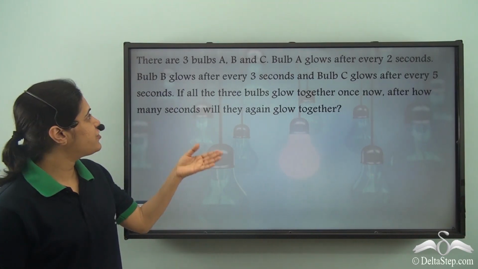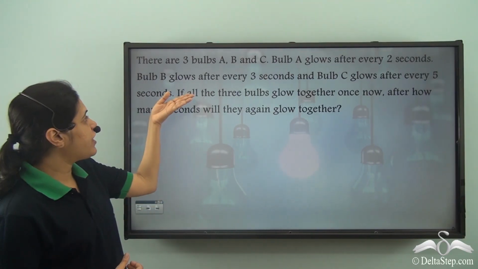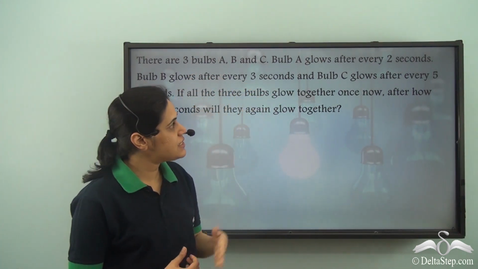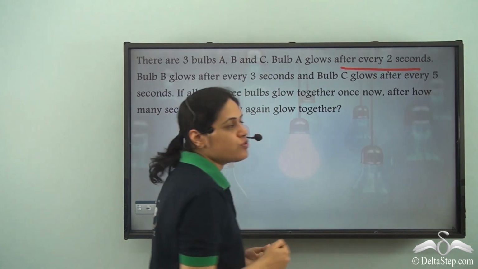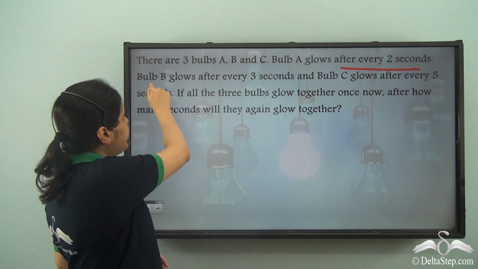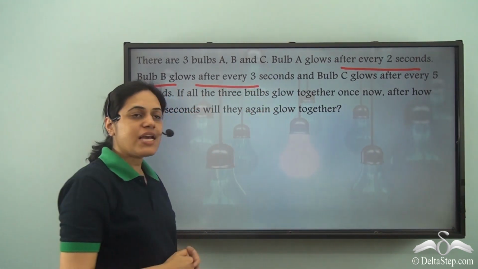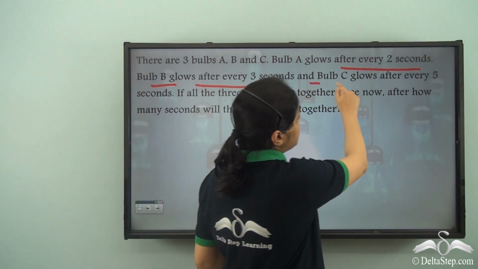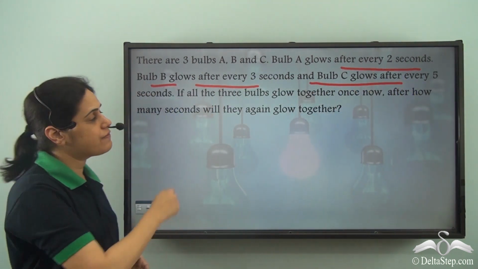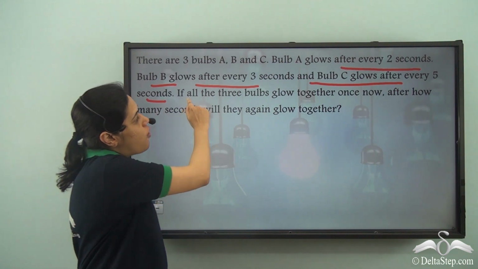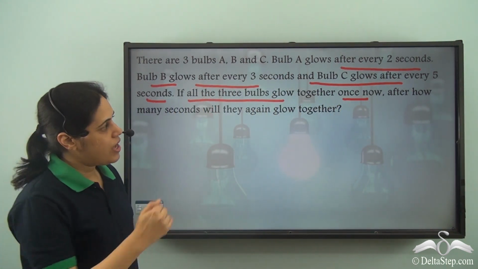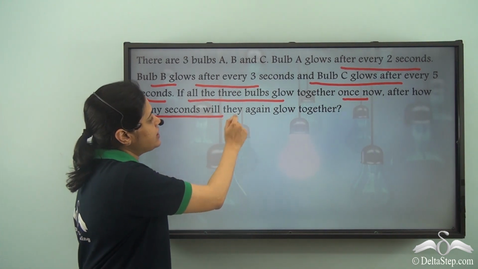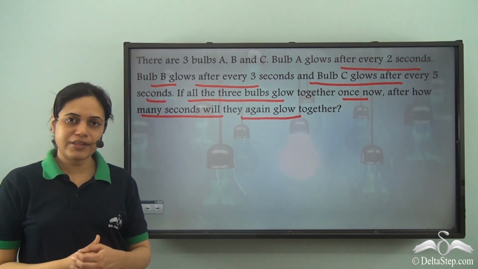So we have this interesting problem here. There are three bulbs A, B and C. Bulb A glows after every 2 seconds. Bulb B glows after every 3 seconds. And bulb C glows after every 5 seconds. If all the three bulbs glow together once now, then after how many seconds will they again glow together?